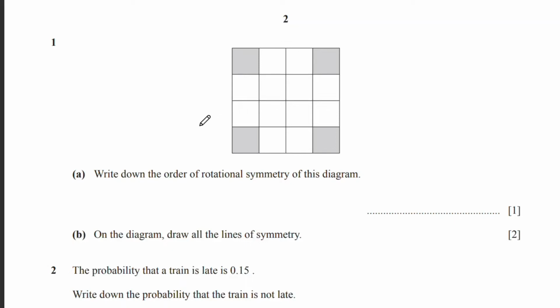So the first question. Write down the order of rotational symmetry of this diagram. What do you mean by rotational symmetry first? Rotational symmetry is if you take an object and rotate it through 360 degrees, how many times do you get the same shape? As we can see, there are 4 corners, and when we rotate it in a complete circle, 4 times we are going to get the same shape. So hence the rotational symmetry of this diagram is 4.